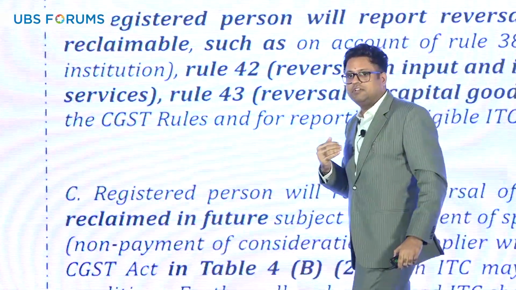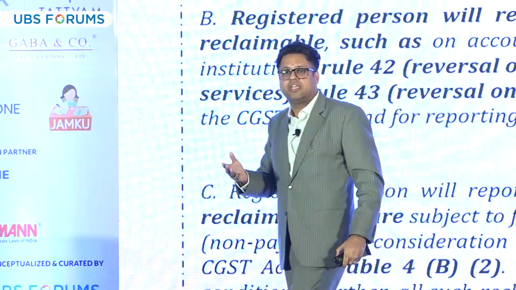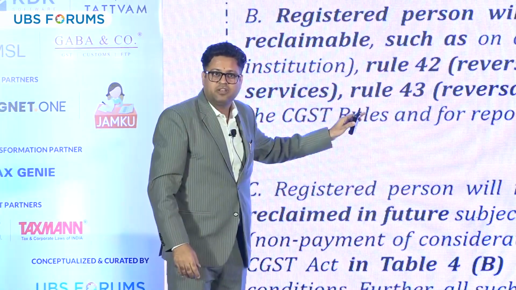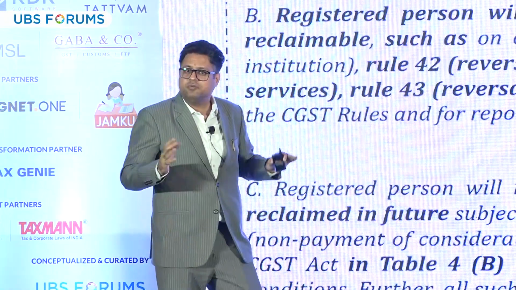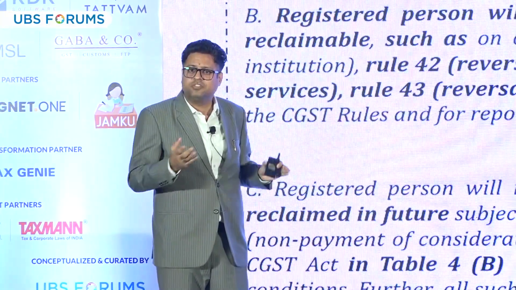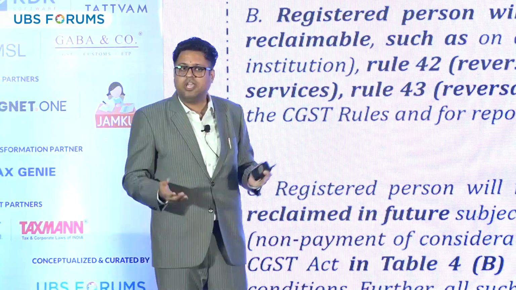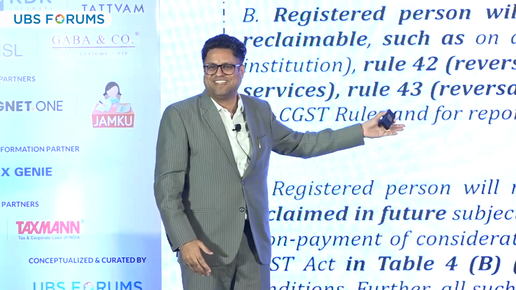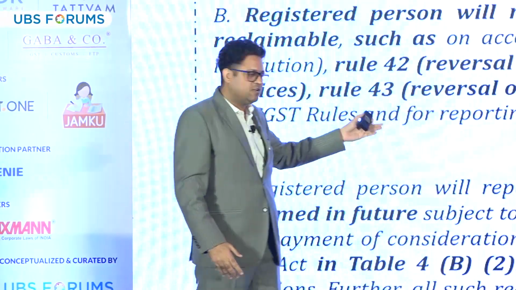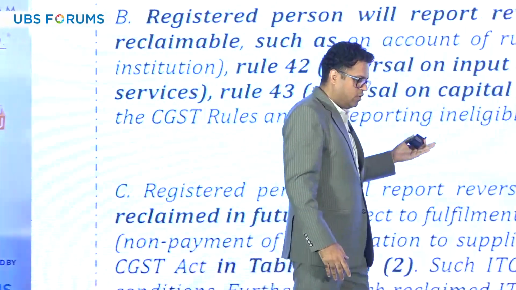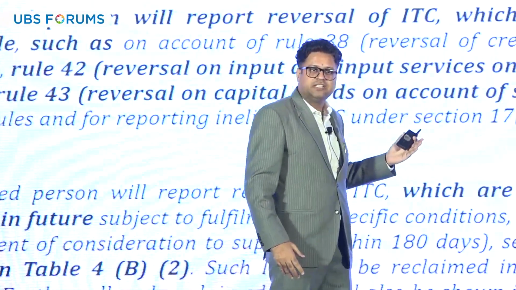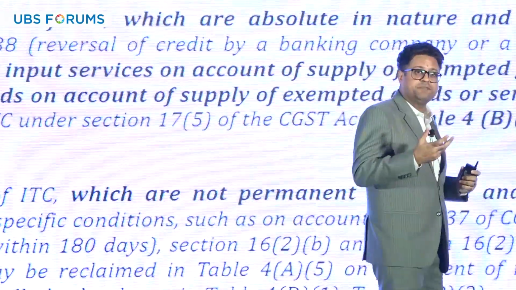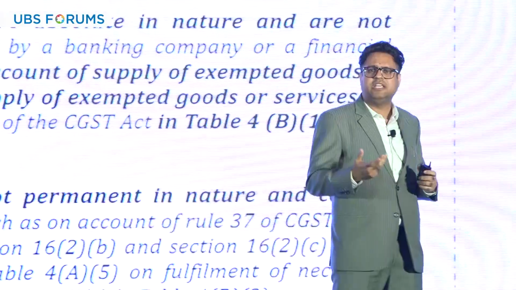If I am making a reversal in April, May, June, July and putting it under 4B1, can I not reclaim it afterwards? I can, because Rule 42 allows me, and you are saying Rule 42 is absolute. This is absolutely wrong. So the circular actually overrides the law in that sense, and even if you specify something in 4B1, you can very well reclaim it.